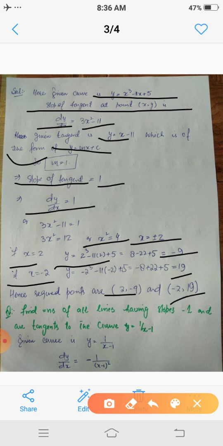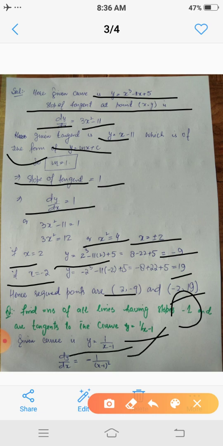Similarly, find the equations of the lines. So we have to find the equations of lines whose slope is -1 and which are tangents to the curve y equals 1 upon x minus 1. Given curve is y equals 1 upon x minus 1.